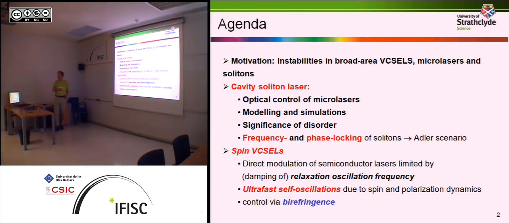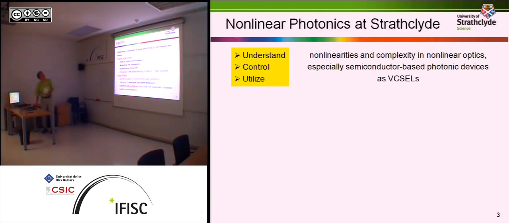In this week, spin degrees of freedom are also of importance, and we propose a method for fast modulation of semiconductor lasers based not on relaxation oscillations of intensity, but on self-oscillations due to spin and polarization. This can be controlled by fringes in these devices. So this is currently of more fundamental character, and that is in some sense still fundamental, but with a shorter term applied aim.